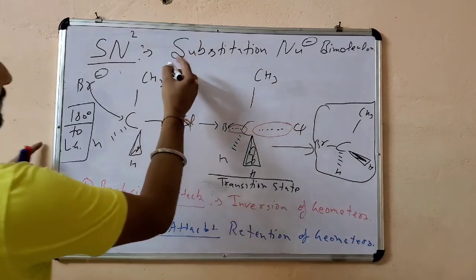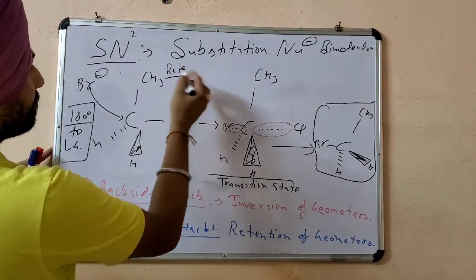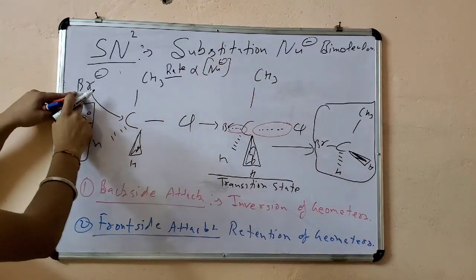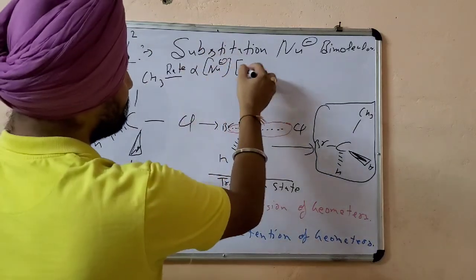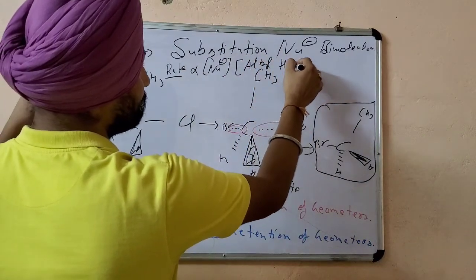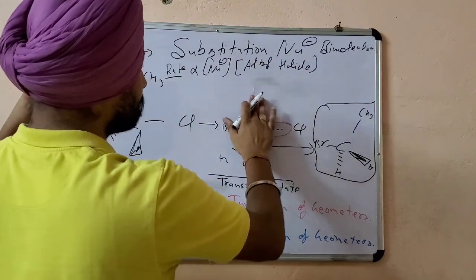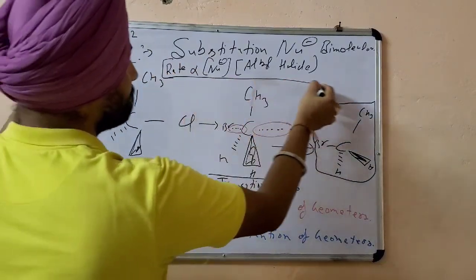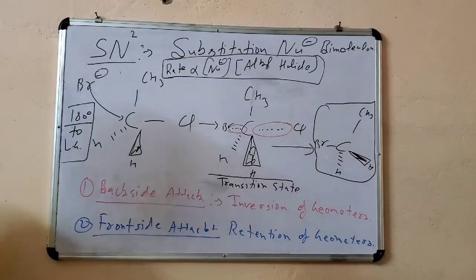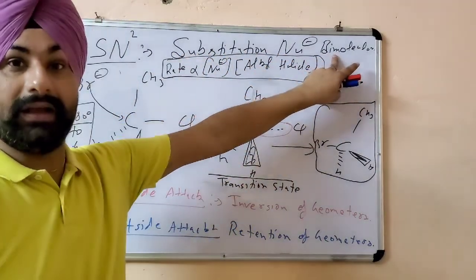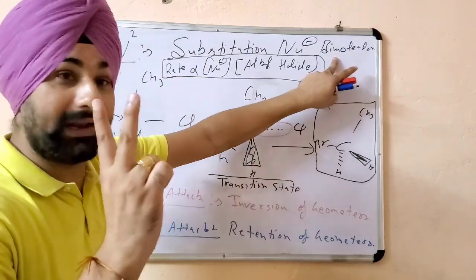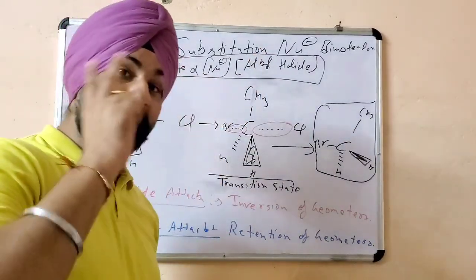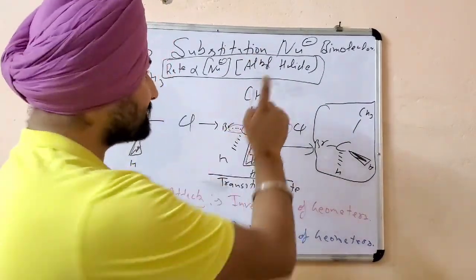One more thing, the rate of reaction is directly proportional to the concentration of incoming nucleophile, right? As well as the alkyl halide. The concentration of nucleophile and alkyl halide. That is the reason why it is called bimolecular, because the rate of reaction depends upon two molecules, not alone on one, either nucleophile or alkyl halide. It is depending upon two molecules, nucleophile as well as the alkyl halide.